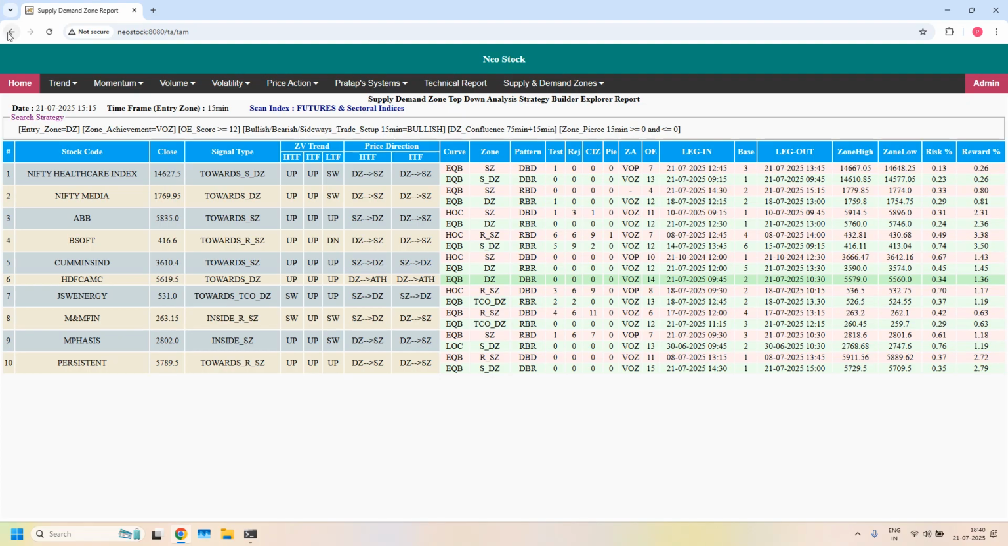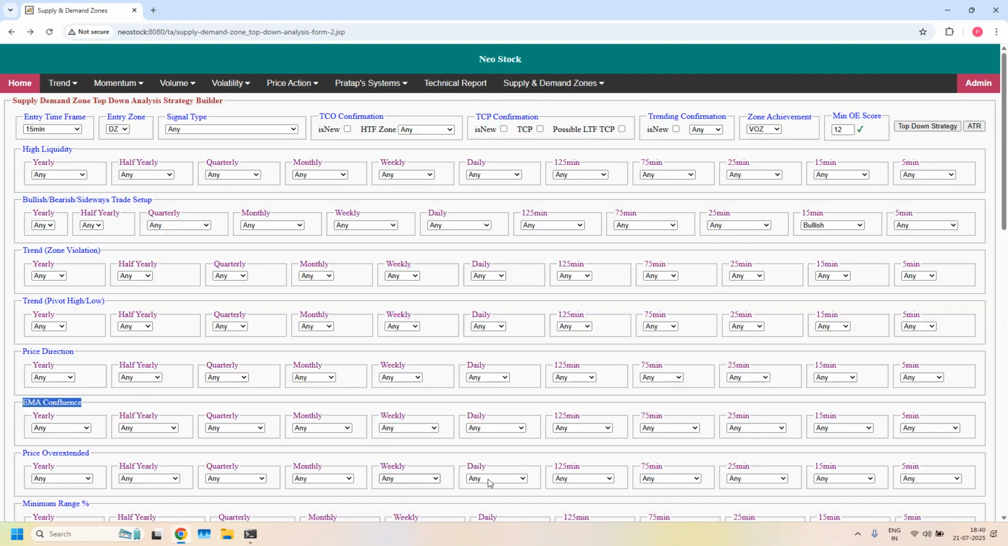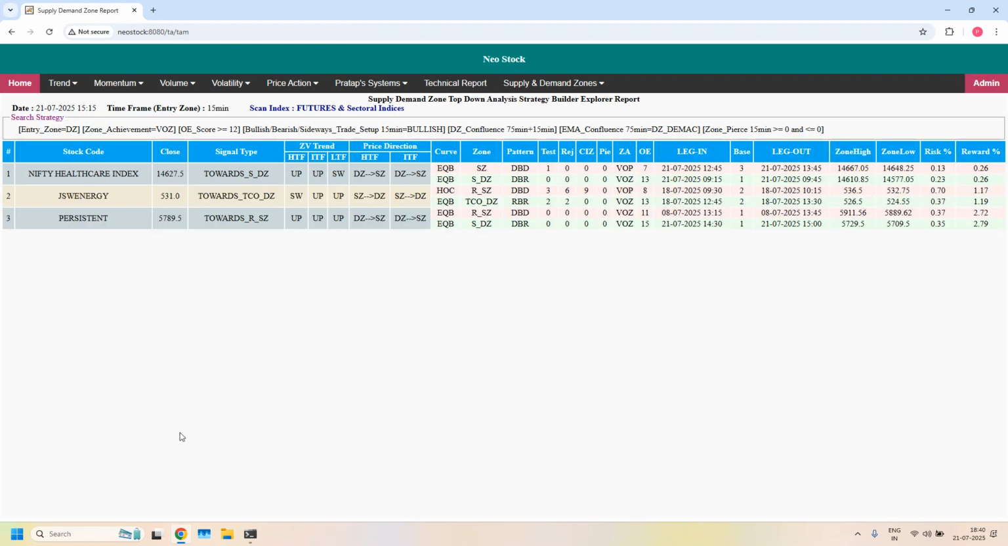Let's verify. In the EMA confluence at 75 minutes time frame, I'm checking 75 minutes demand zone having daily EMA or not. Because 15 minutes demand zone is overlapped inside 75. So 3 stocks are filtered. So that way these 15 minutes demand zones might be having more high probability to get success.